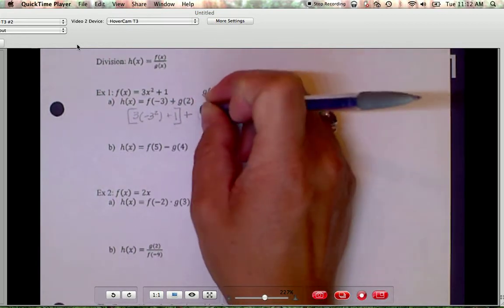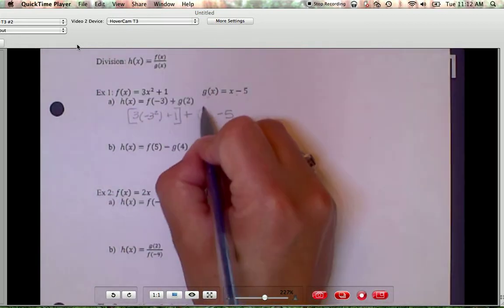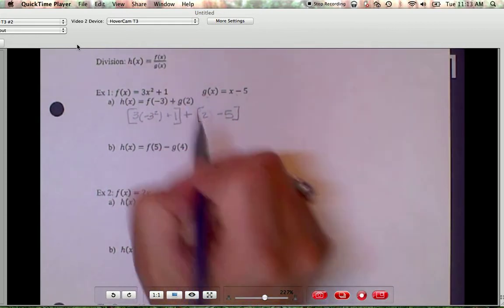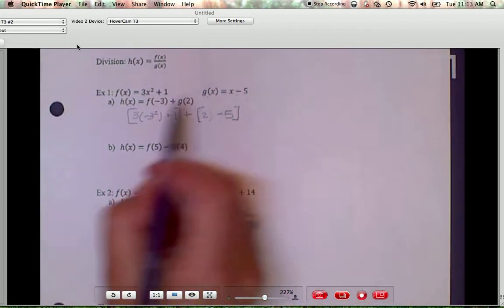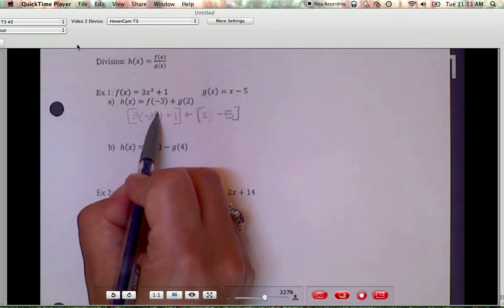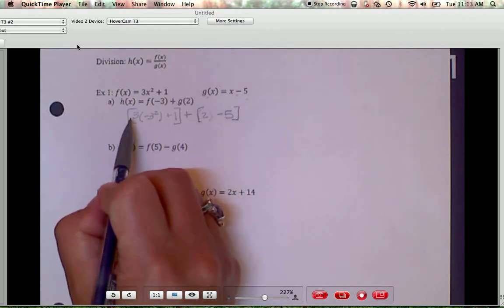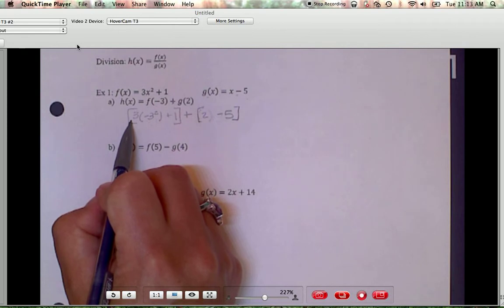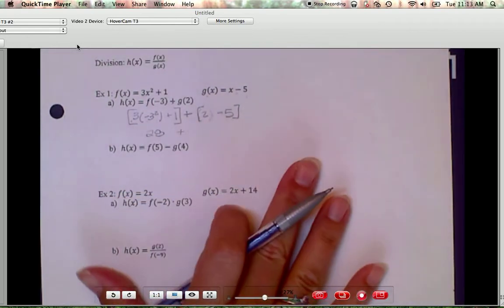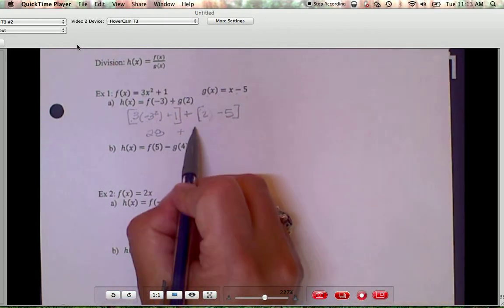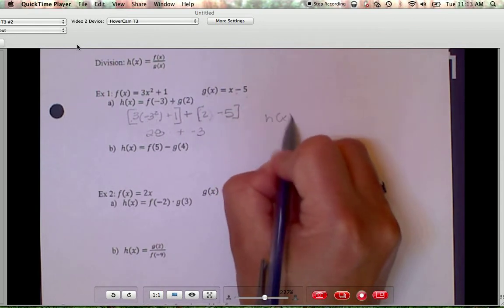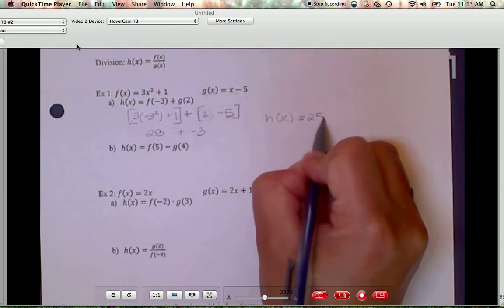Here's the f function, here's the g function. We find them individually, and then we add them together because that's what the operation says. Now you need to be careful here. Order of operations says you do all exponents first. So negative 3 squared would be 9. 9 times 3 is 27. And 27 plus 1 would be 28. 2 minus 5 is, of course, negative 3. So we have 28 plus negative 3. So we get h of x equals 25.